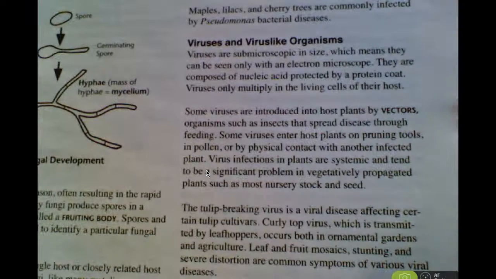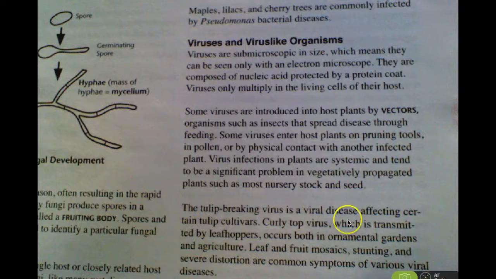Okay, viruses are even smaller than bacteria, so they can only be seen with an electron microscope. They are composed of nucleic acids, and they have a protein coat. They only multiply within the living cells of their host. So viruses are introduced into host plants. We talked about this earlier, about insects being vectors for diseases, so they transmit the diseases. The virus infections in plants are systemic, and they are usually a significant problem in vegetatively propagated plants, such as nursery stock and seed. So we have to be careful that we don't get the virus in the vegetative material.